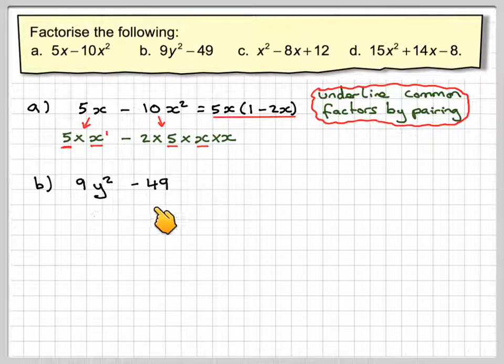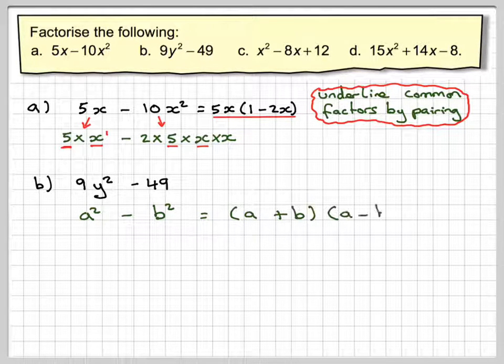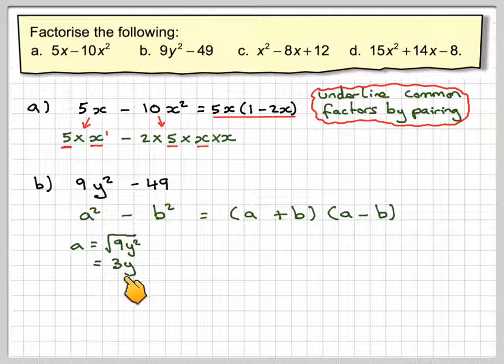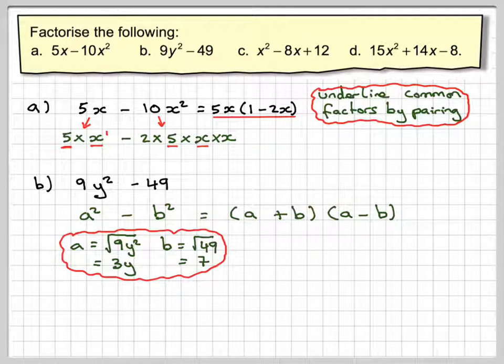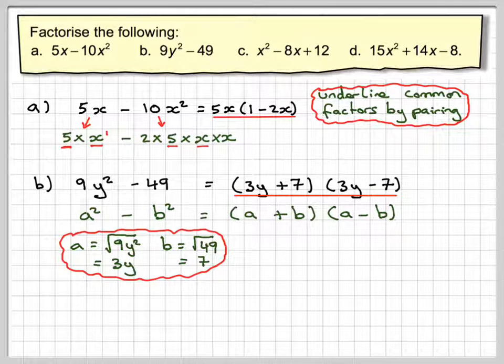B, 9y squared minus 49. Well, this is of the type a squared minus b squared, and you need to know that that factorises to a plus b, a minus b. What is a? Well, a will be the square root of the first term, so the square root of 9 is 3, the square root of y squared is y, so a is 3y, and b is going to be the square root of 49, which is 7. So all we need to write in now is a, 3y, plus b, which is 7, bracket 3y minus b, which is minus 7, and we've done that one.